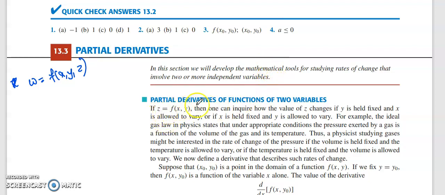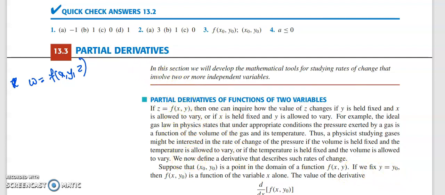So if z is equal to f of xy, one can inquire how the value of z changes if y is held fixed and x is allowed to vary, or if x is held fixed and y is allowed to vary. So this rate of change is called the partial derivative. So you are fixing one variable and you are measuring the rate of change of the function with respect to the other variable. So that rate of change is called the partial derivative with respect to the corresponding variable.